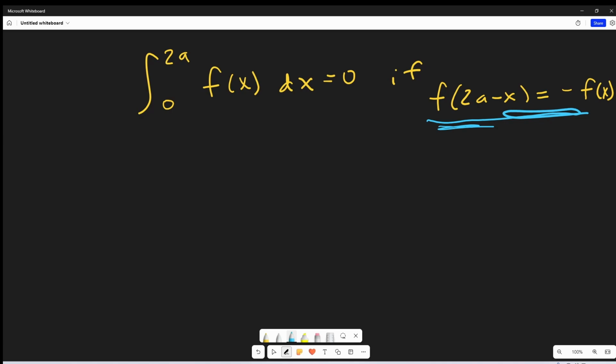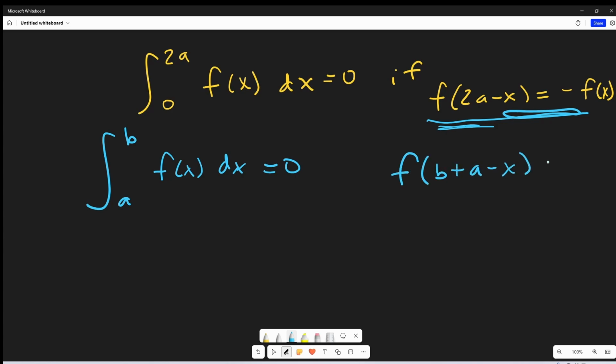And in order to show this, what I was actually going to do is look at something very similar, but I think this is going to be a more general property. If we have the integral from a to b of f of x dx, well, this is going to be 0 in the case where f of b plus a minus x is equal to minus f of x. Let's look at this one and see why this is true.